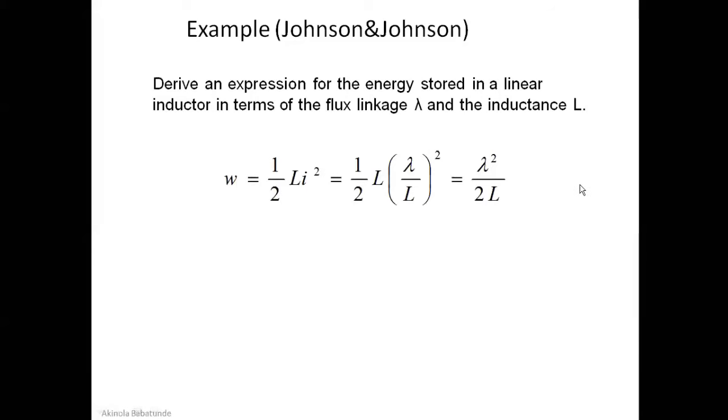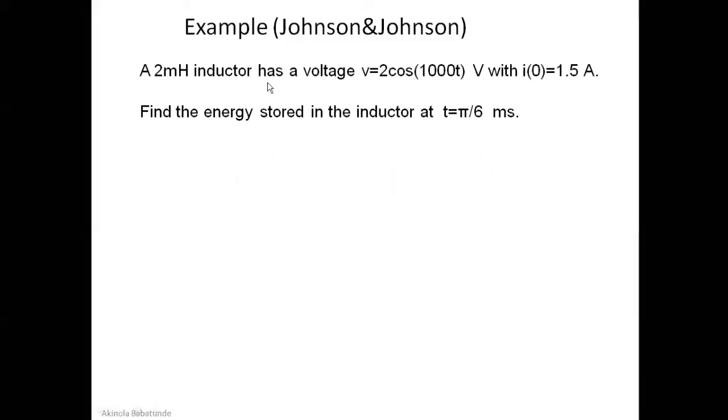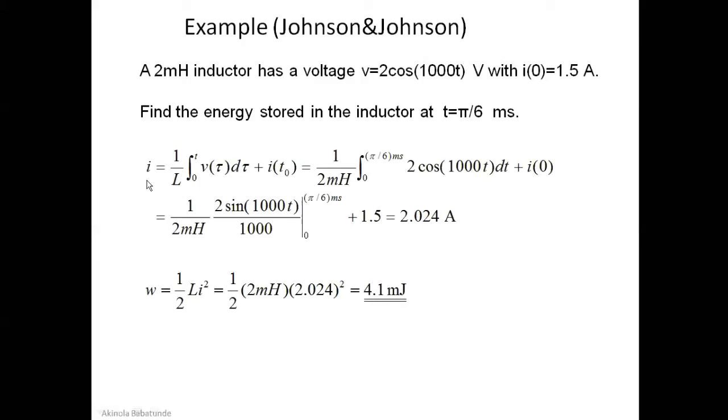All right. Second question: a 2 millihenry inductor has a voltage V equal to 2 cos 1000t volts. I know the current initially flowing through the inductor is 1.5 amperes. Find the energy stored in the inductor at t equal to pi over 6 milliseconds. This is not going to be a big deal. We do know that i equals 1 over L integral from 0 to t of v(t) dt plus i(t0). Okay, this i(t0), we know it already to be 1.5.